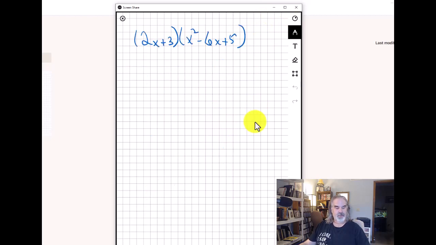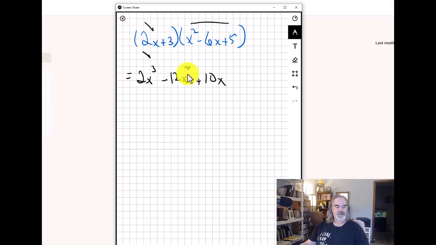And I think there's one more. Yeah. This one's actually no different than one of the first ones, but it was on the page, so why not do it? Let's see if we can do this pretty quickly. I'm going to grab this 2x and send it through all 3 of those terms. That will give me 2x cubed minus 12x squared plus 10x.